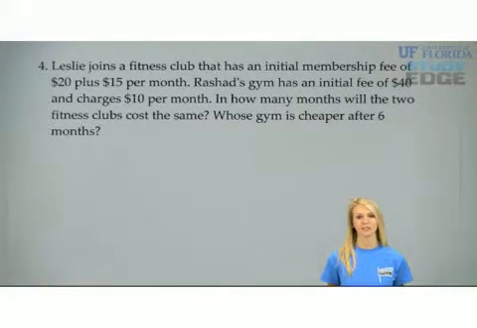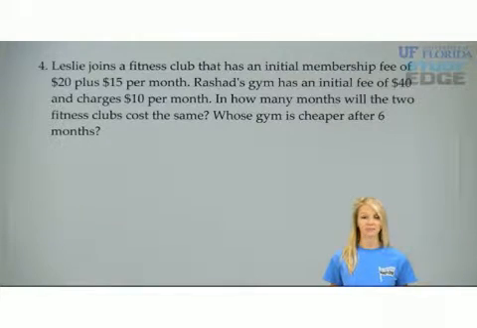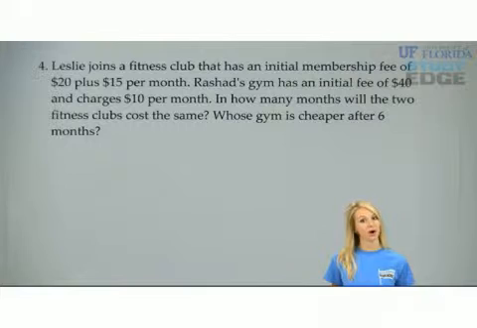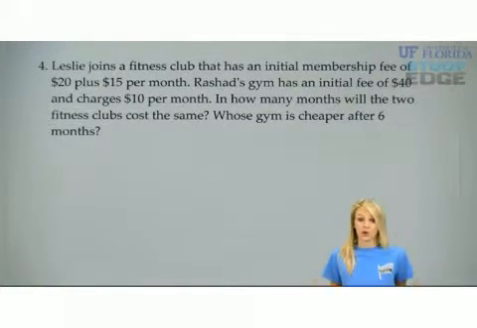Basically, we know that they're paying different amounts, but at some point the amount of money that they've paid is going to be the same. At some point, the amount they're paying is going to be equal to each other. We're trying to find out when that is. When are the two prices that they're paying going to be equivalent?